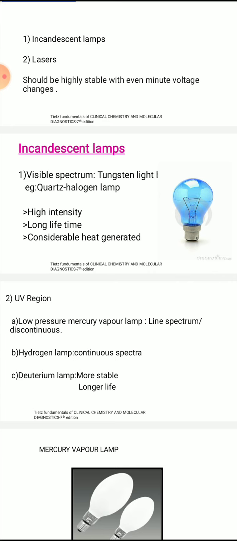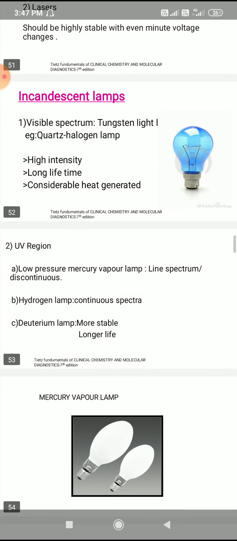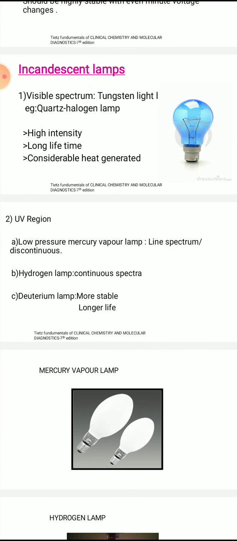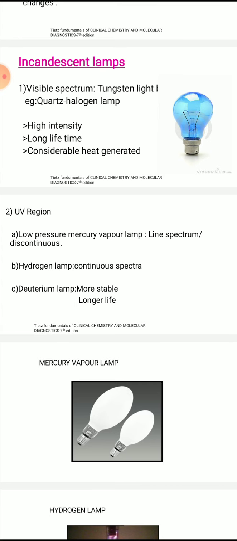If we use the UV region, as in a spectrophotometer, we will use a low pressure mercury vapor lamp, a hydrogen lamp or a deuterium lamp. What are the characteristics of these lamps? The low pressure mercury vapor lamp gives a line spectrum, or discontinuous spectrum.